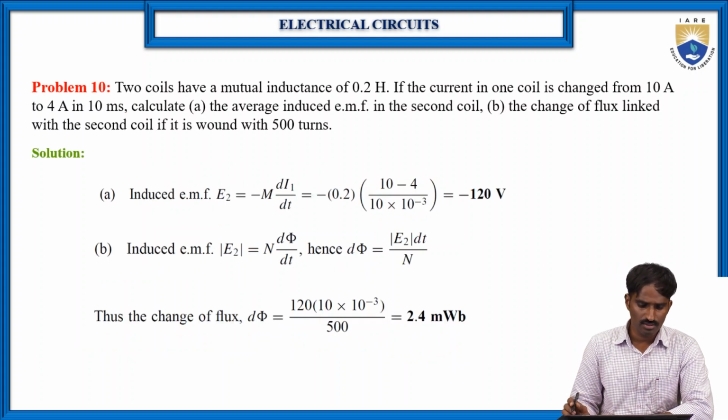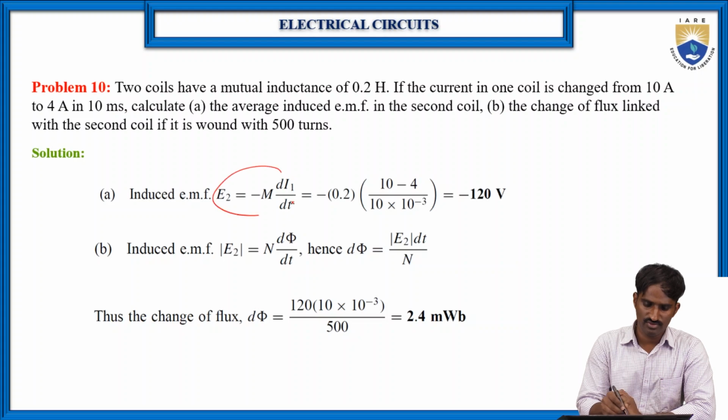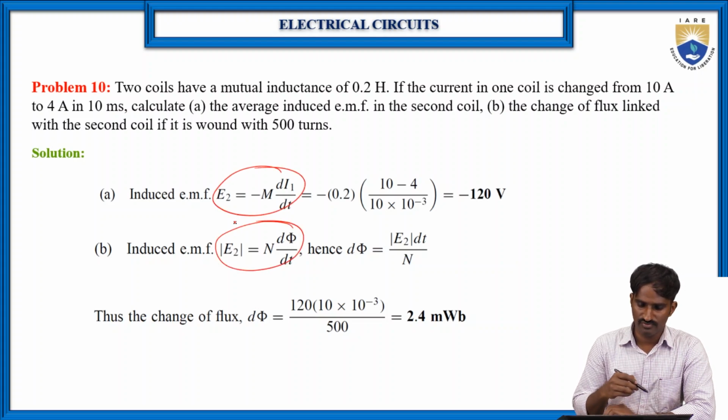And again, the last problem for today's session is: two coils have a mutual inductance of 0.2 henries. If the current in one coil changes from 10 amperes to 4 amperes in 10 milliseconds, calculate the average induced EMF in the second coil and the change of flux linked with the second coil if it is wound with 500 turns. Then the same equation, by using this equation we can find, and by using this equation also we can find.